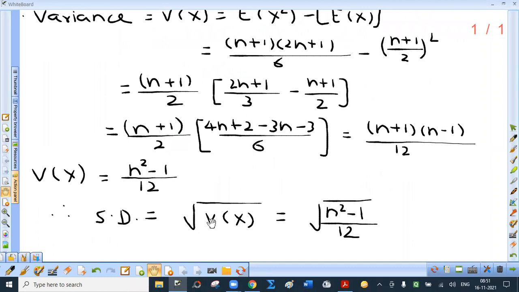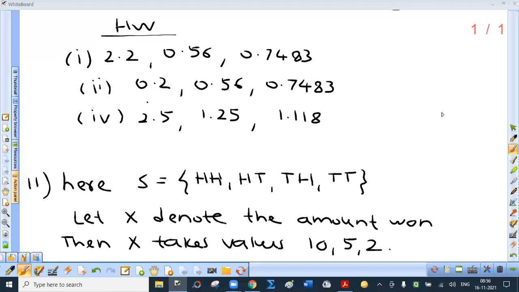Standard deviation is positive square root of variance. So root n square minus 1 upon 12. You can remember this as standard result for CET. We have done only third part. These are the answers for remaining first, second, and fourth. Three values for each because we are asked to find expected value, then variance and standard deviation. You are supposed to use log tables to find the square root. Square root of 0.56 is 0.7483 and so on.